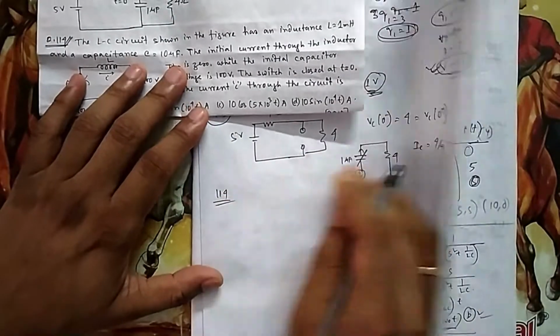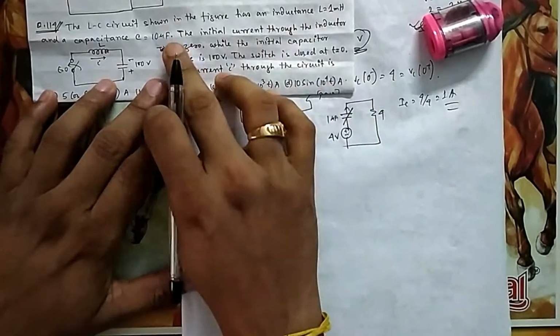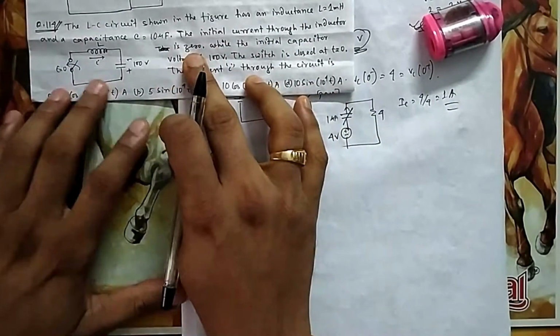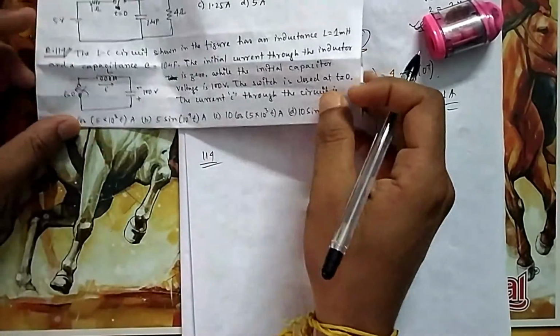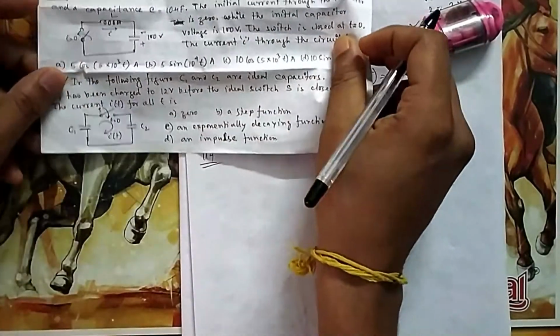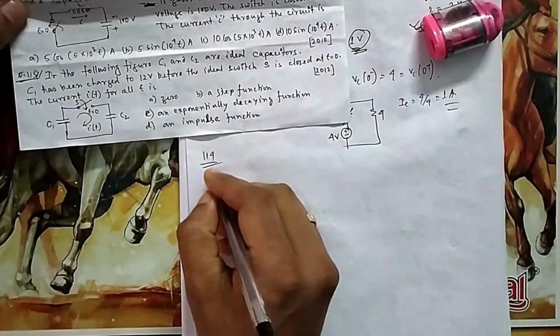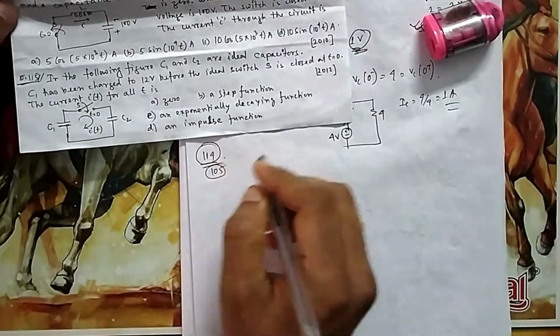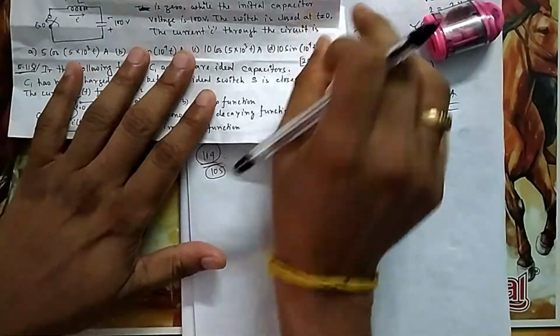Next, question 114. In the LC circuit shown in the figure, it has an inductance of L and capacitance C, the initial current through the inductor is 0, while the initial voltage is 100. The switch is closed, and the current through I is to be found. Again, this is that LC circuit that we have done in question number 105. You take a reference of that LC circuit for how the derivation is done. I am not doing the derivation, I am directly writing the answer here.